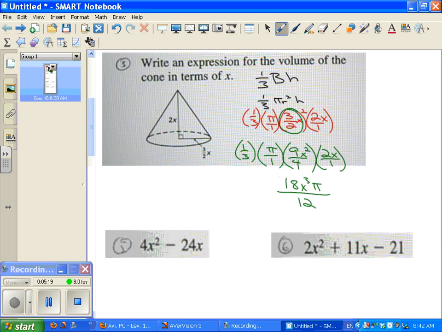Now, does an 18 and 12 have anything in common that I can simplify? 6. How many 6's in the top then? 3. The number of the beast. How about in the bottom? Oh, yeah, 2 cents.